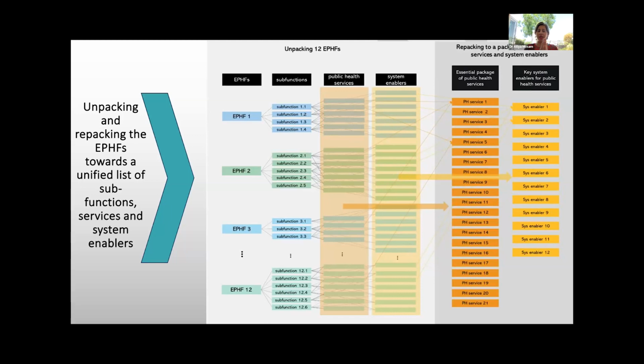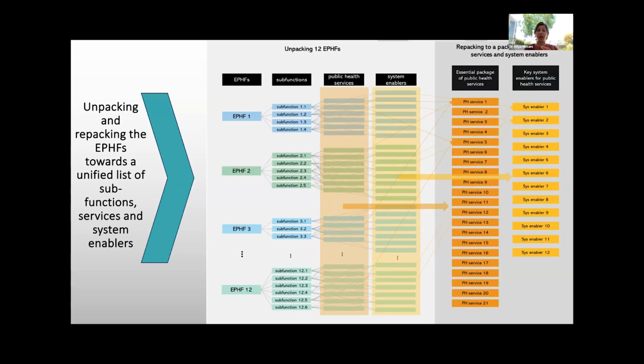So what was done was, as I've said, the EPHFs were unpacked into the subfunctions, the public health services, and the system enablers. And as you can imagine, there was a considerable amount of overlap and synergy between and within these subfunctions, between and within the public health services, and within the system enablers. And so the work really was to tease out where that overlap occurred and to consolidate these into a package of services that could apply to different subfunctions or different essential public health functions.